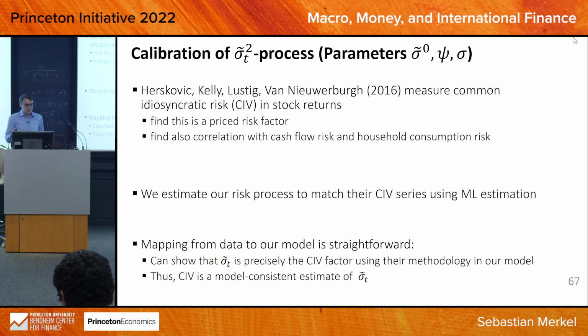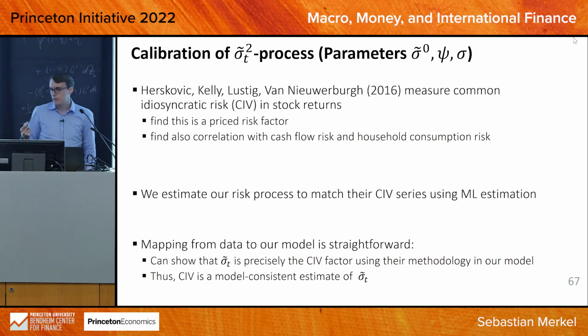So what we in the end decided, at least for the new version of the paper, is that we go with data that comes from the stock market. The good thing about the stock market is we observe it for a very long time, and we have fairly high quality data. There's this paper by four authors that measures the common idiosyncratic volatility in stock returns. They estimate a factor model, look at the residuals, and ask: is there a common component in the variance of the residuals? They find a common component, and they find it is a priced risk factor. If you sort portfolios by how much they load on this factor, you see different risk premia for these different portfolios.